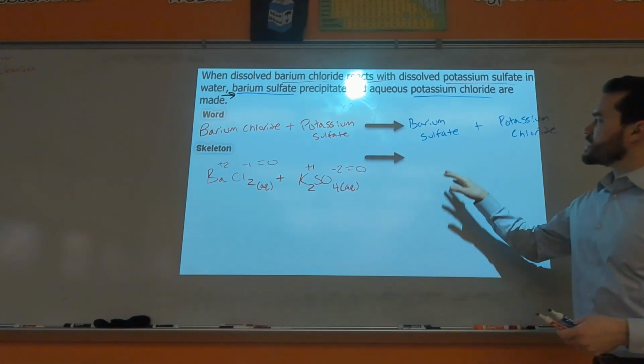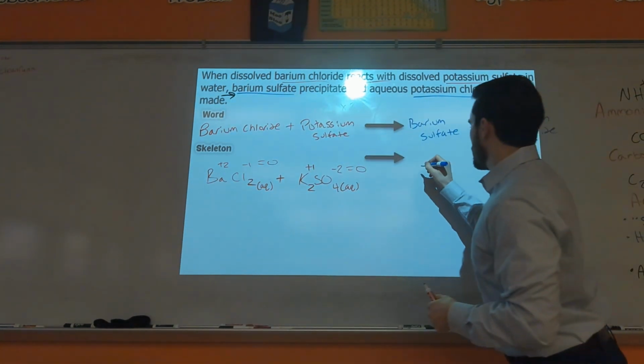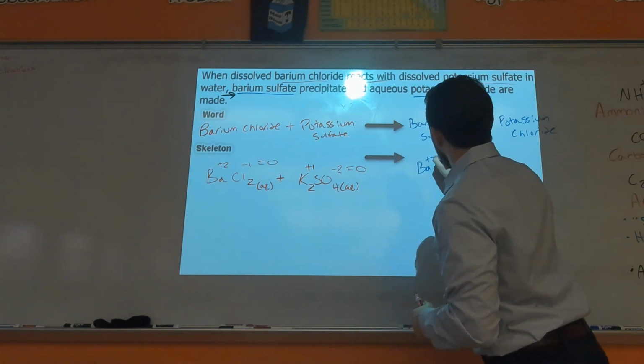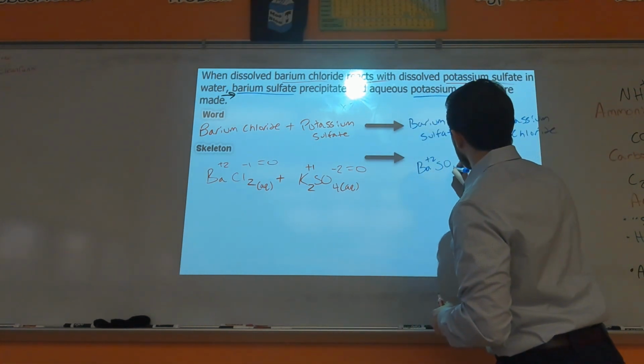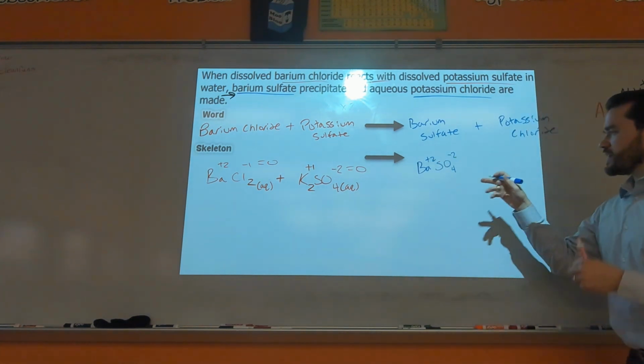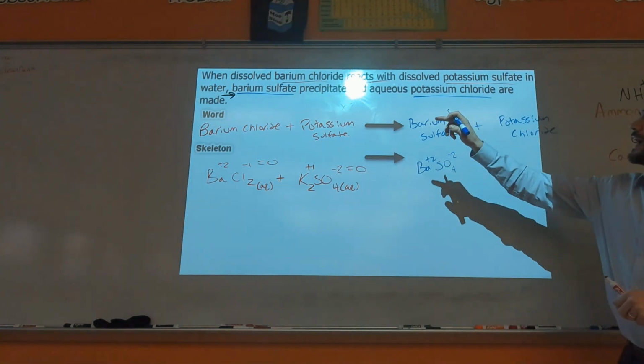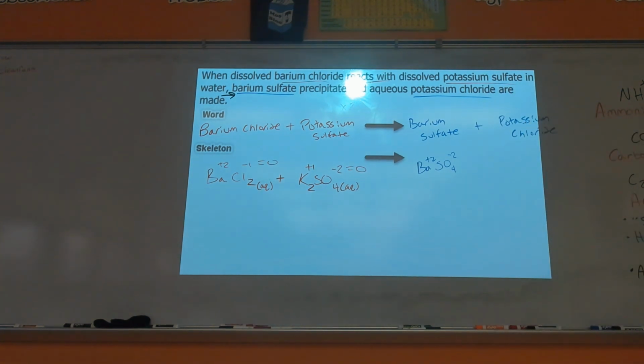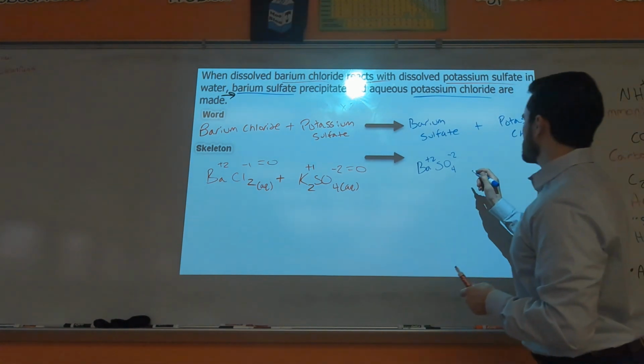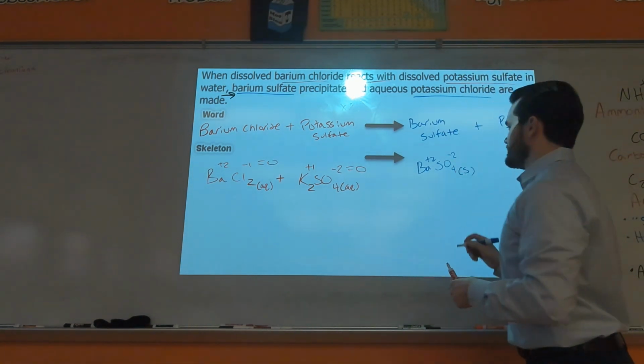All right, jumping into our products, you have barium sulfate. So barium is a +2 charge. Sulfate is SO4 with a -2. Because those charges already cancel out to 0, you can just leave it BaSO4. And they're saying it is a precipitate. So a precipitate is a solid. Anytime you see precipitate, that is a solid.